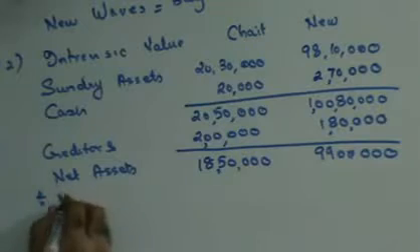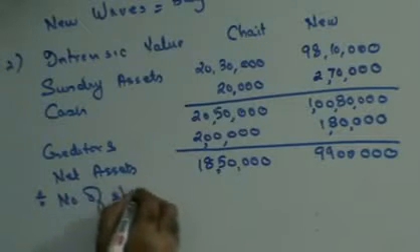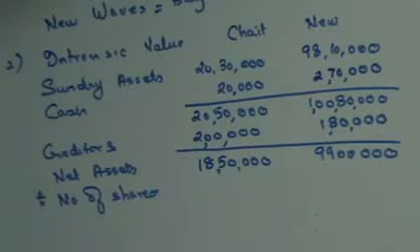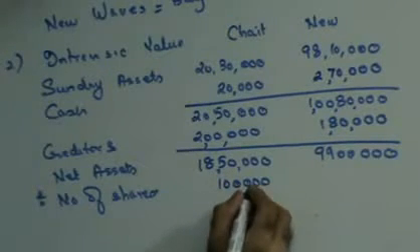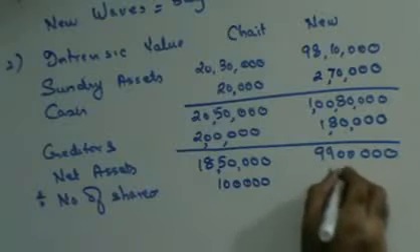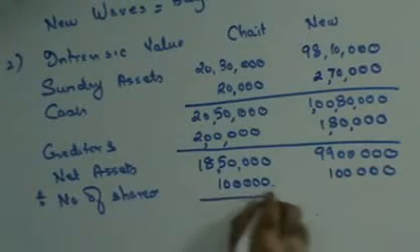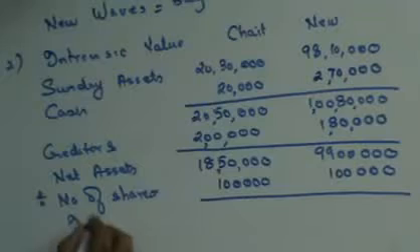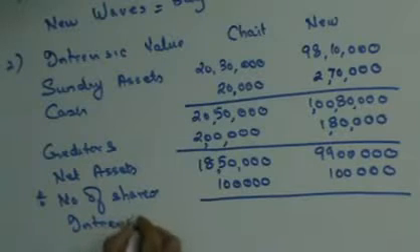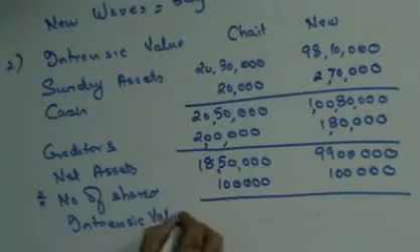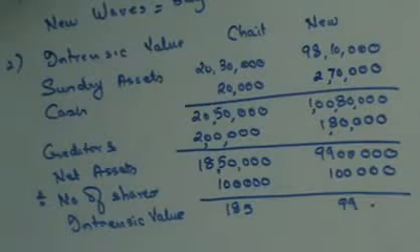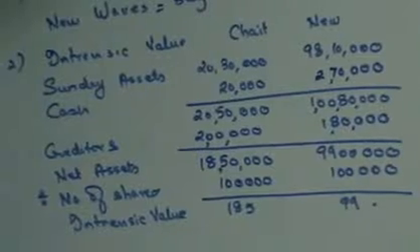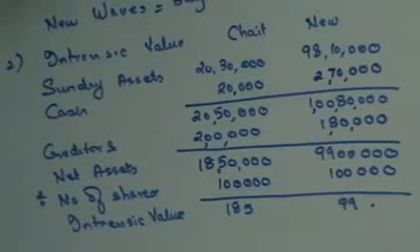Divide this by the number of shares. How many shares do you have in Chaitanya? You've got 10,000 shares in Chaitanya. And how many shares do you have in New Wave? 1 lakh shares in New Wave. So in that case you will get your intrinsic value as 185 and here you will get 99. Now they said that you have to adjust the rights of the shareholders of both the companies in accordance with the intrinsic value.